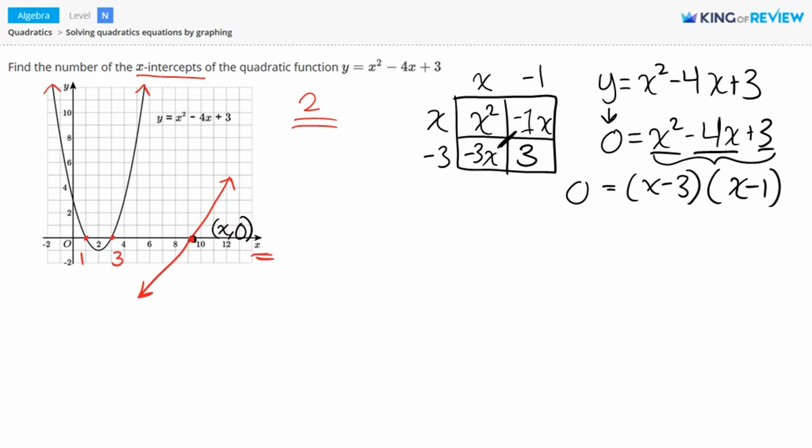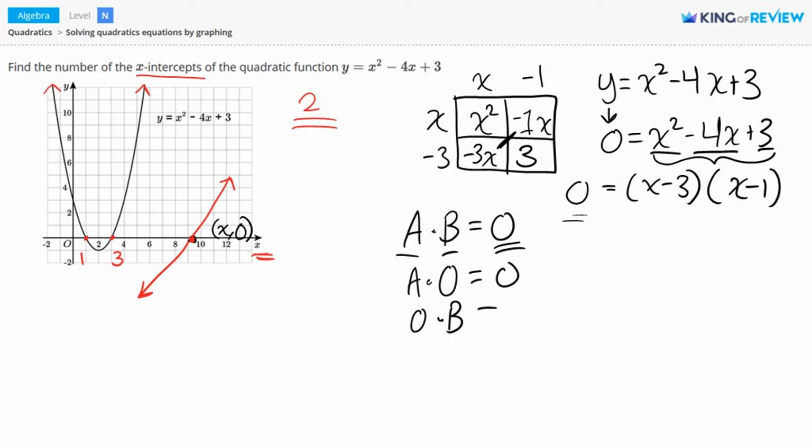Now when we multiply these two factors together, we get 0. Let's think about the zero product property. If we have two numbers, A and B, that are being multiplied together and we get 0 for the answer, this means that either A or B must be equal to 0 in order to get 0 for the answer. We could have A times 0 equals 0, or 0 times B equals 0. Applying that to our problem, if we set either of these two terms equal to 0, we'll get 0 for the answer here. So let's do that.